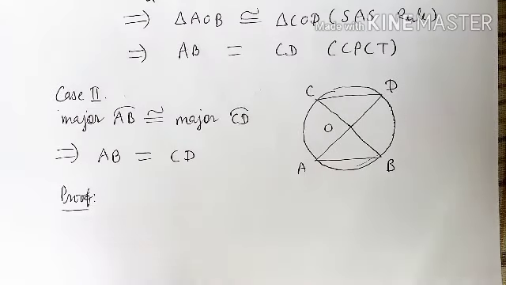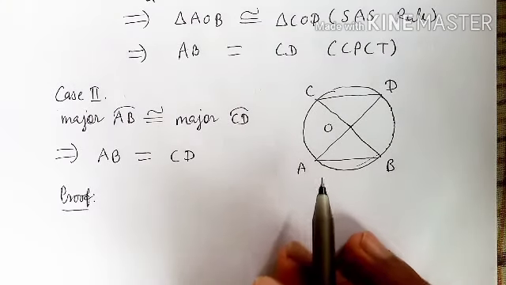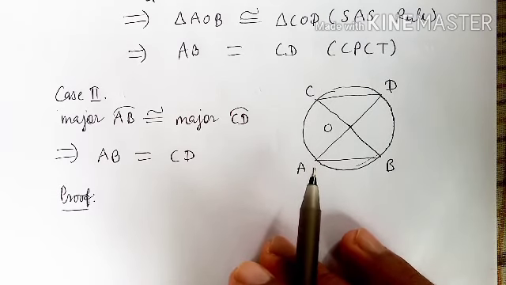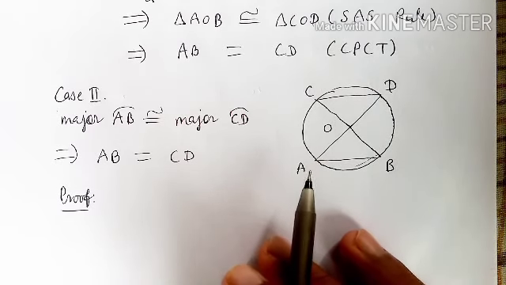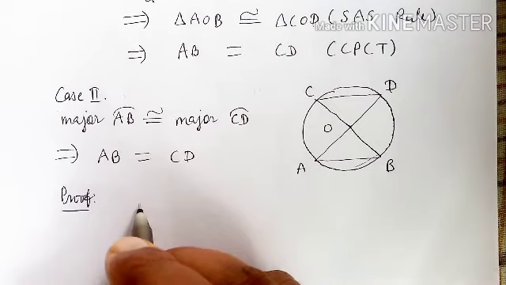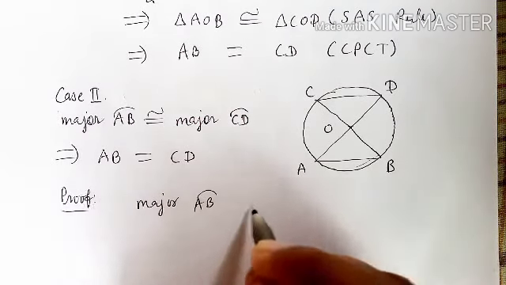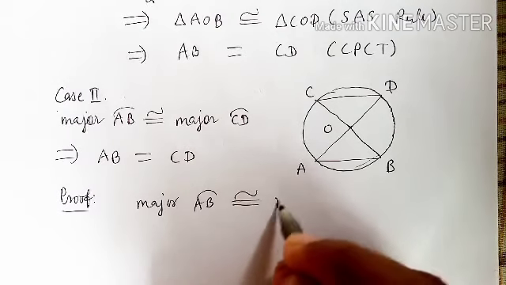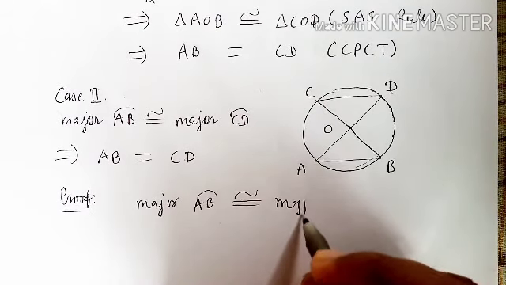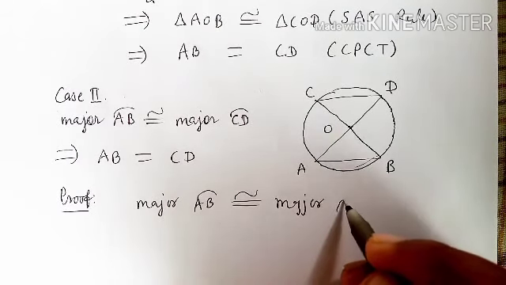Here also we have to prove triangle AOB congruent to triangle COD. For that we have to make angle AOB equal to angle COD. Here major arc AB is congruent to major arc CD.